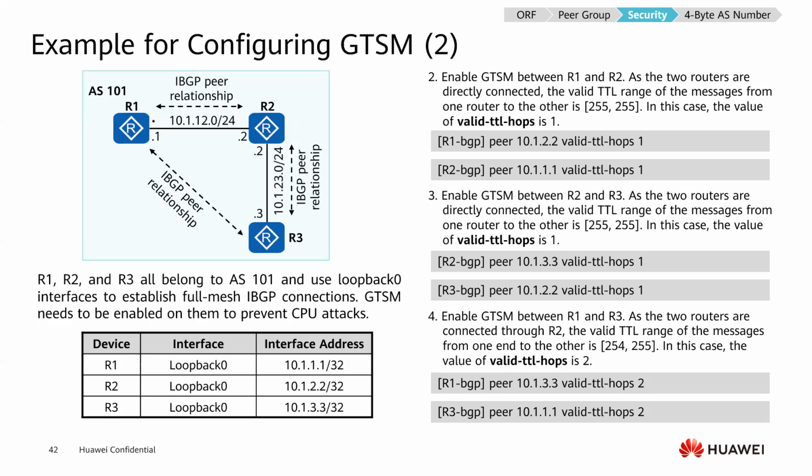For R1 to R2, they only have one hop, so the valid TTL hop you need to configure is 1. And R2 to R3 is the same as R1 to R2, so the TTL is also 1.